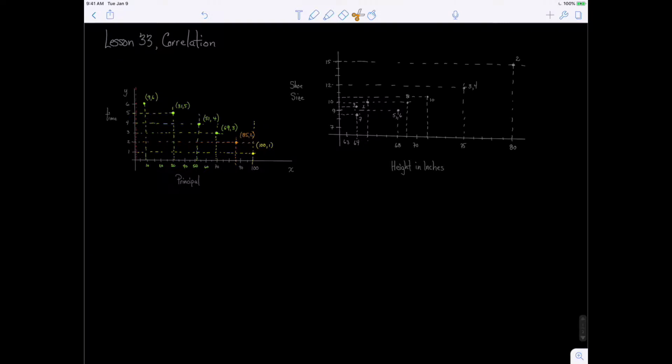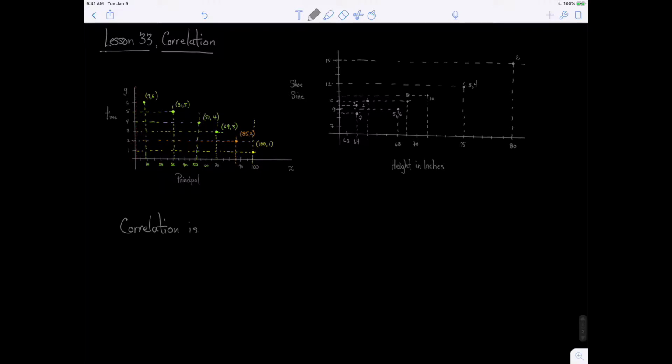This is lesson 33, correlation. And here's what correlation is. Let me give you a definition. Correlation is a measure of how linearly, we'll explain that, linearly related a set of data.